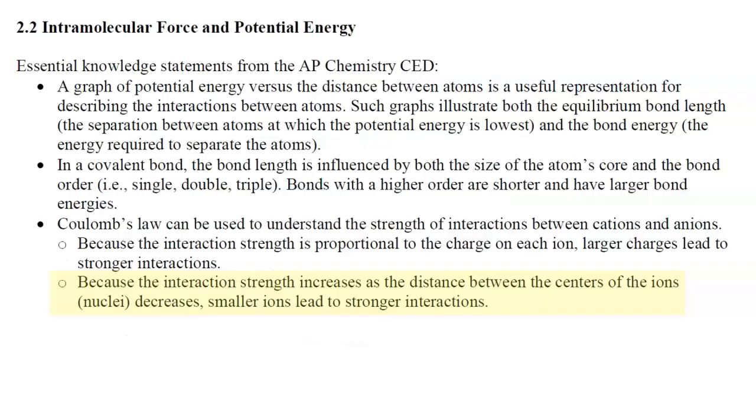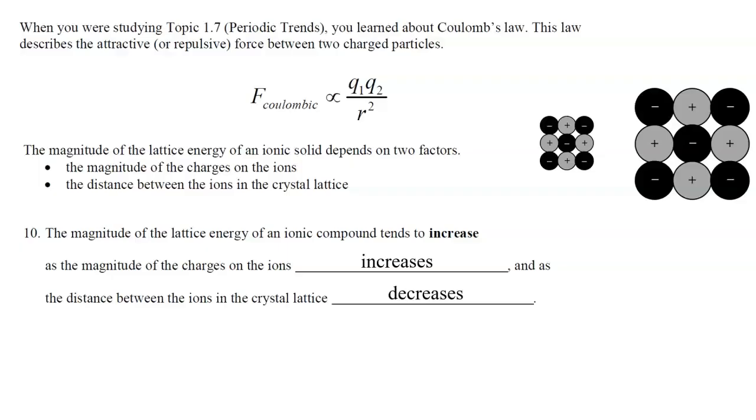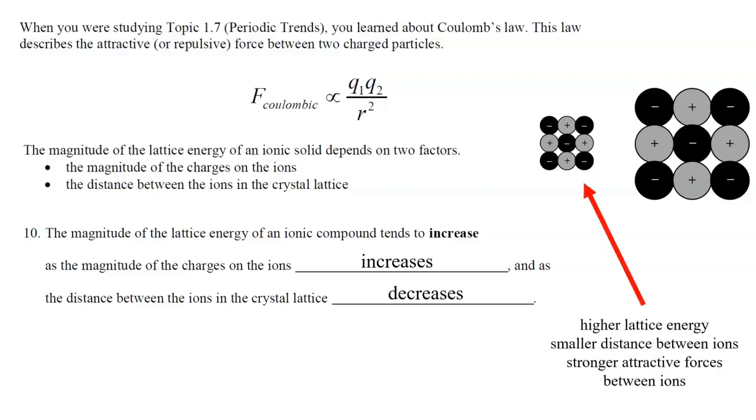So focusing on size, Coulomb's law says because the interaction strength increases as the distance between the centers of the ions decreases, smaller ions lead to stronger interactions. So here on this slide, let's compare two different particle diagrams where we're not talking about the magnitude of the charges on the ions, but rather the distance between the ions in the crystal lattice. I could point to the particle diagram on the left, and I could say higher lattice energy for that compound, smaller distance between the ions, stronger attractive forces between the ions. I could also say the same comparison, but just in another way.